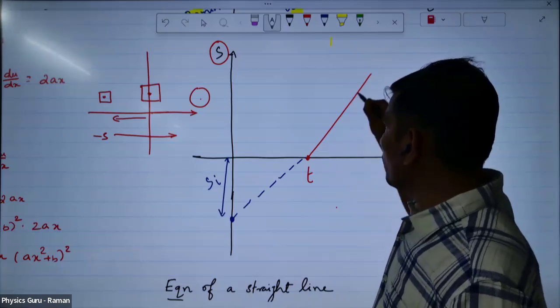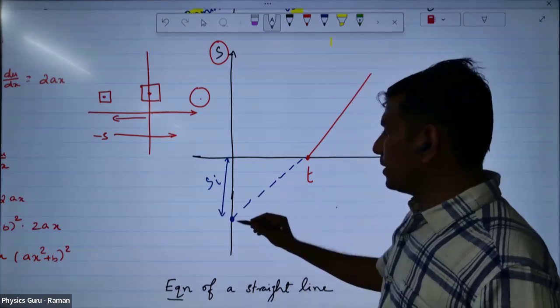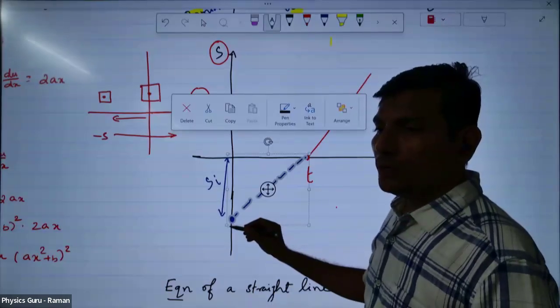So if you extend this line, the observed line, and it comes and hits the y-axis, that gives you what? The distance he traveled.